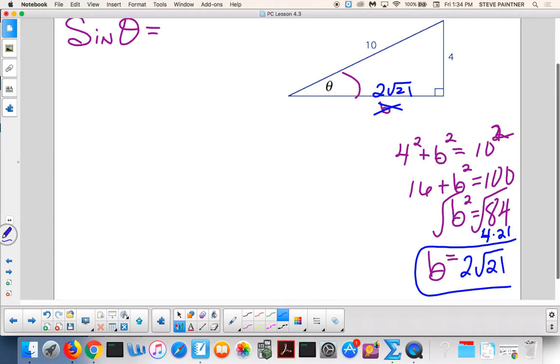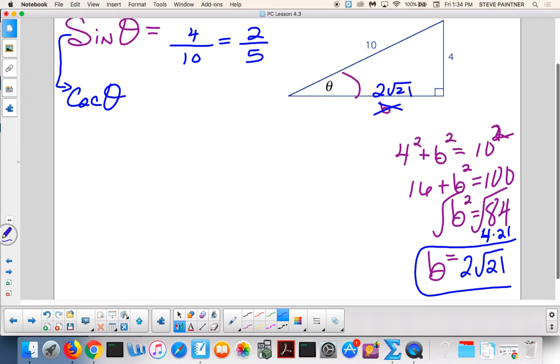Right. Oh, that helps. Now I can do it. Opposite over hypotenuse. What is it? 4 over 10. But wait a minute. Reduce it. 2/5. Okay. Well, right now, guys, I'm going with the reciprocal function.